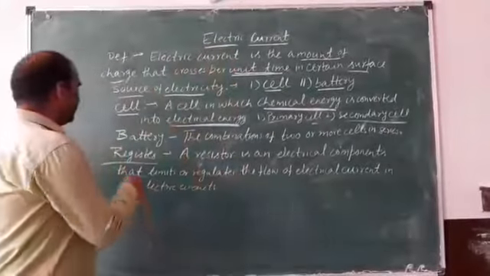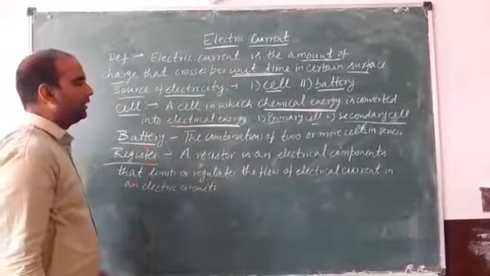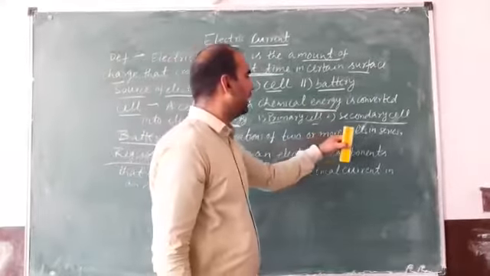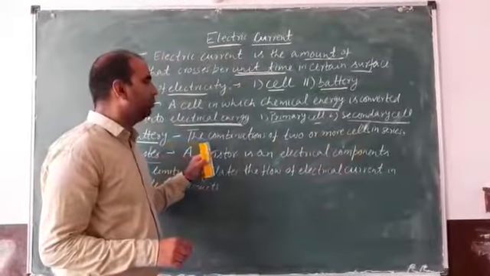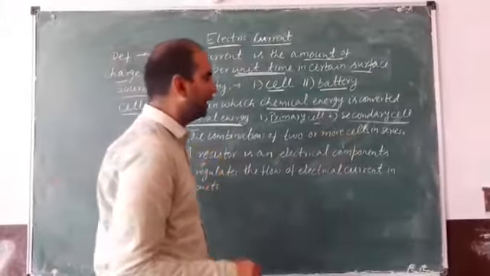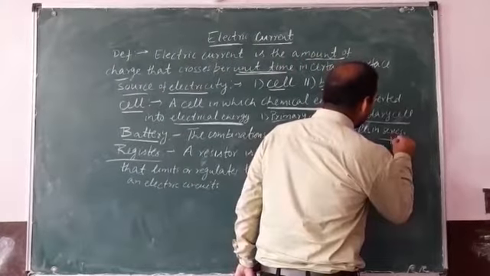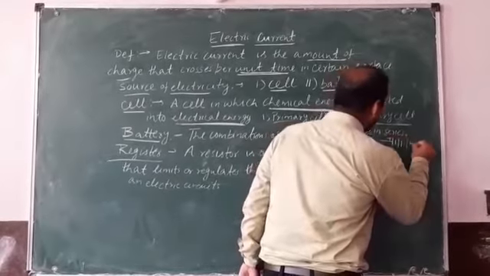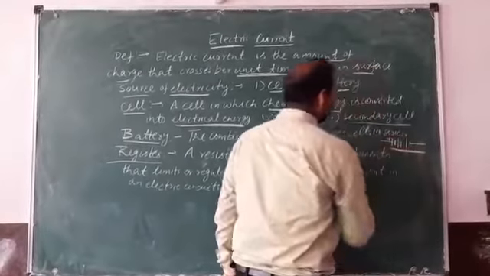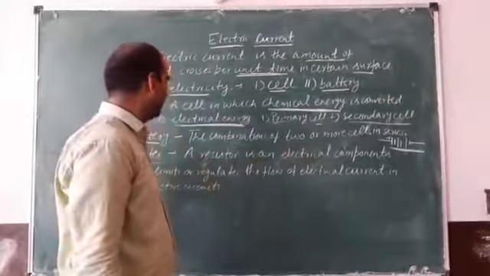Next, the second source of electricity is the battery. A battery is a combination of two or more cells in series. For example, like this: this is one cell, this is another cell, this is another cell, with positive and negative terminals. These together are a battery.